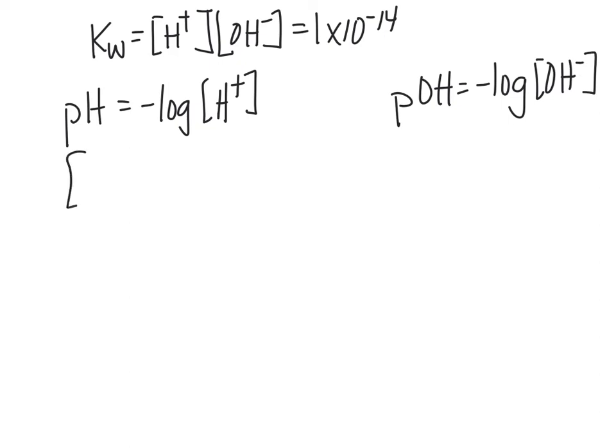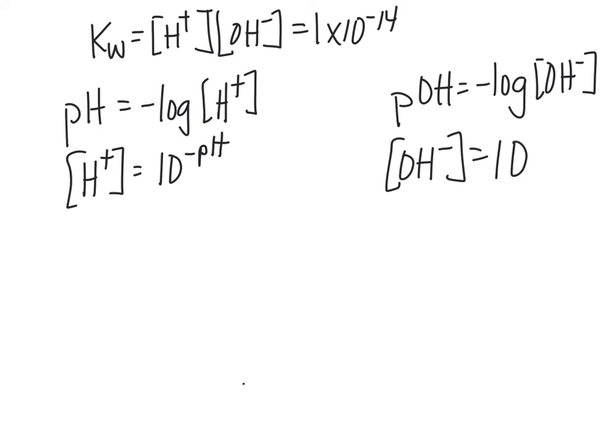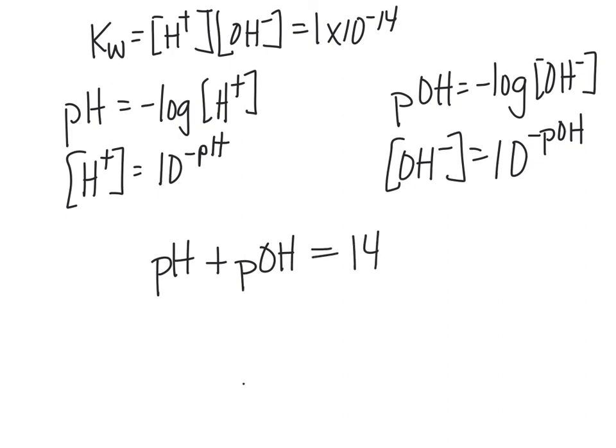And then you have the inverse of those equations. So if you want to find H+, it's the second log to the negative pH. And then same over here, if you want to find the hydroxide, it's the second log to the negative pOH. Okay, and then another one that's helpful is pH plus pOH will have to equal 14.